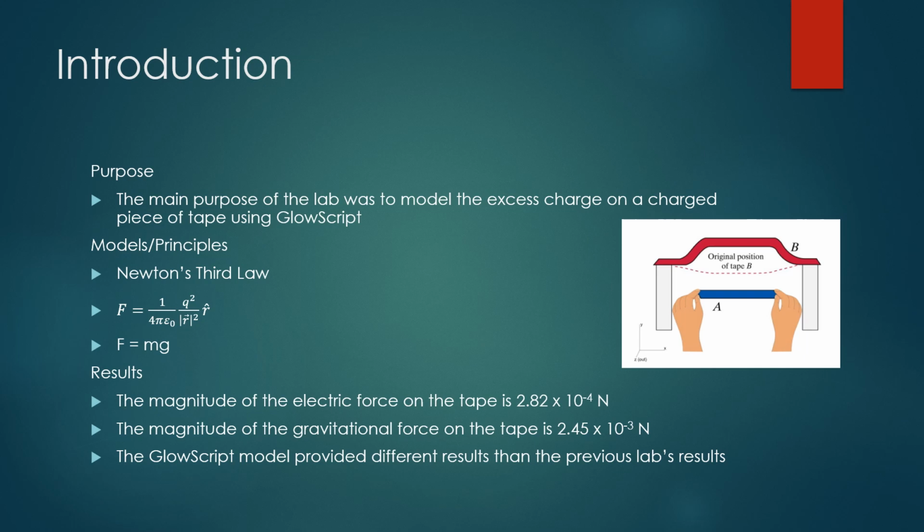And the results were that the magnitude of the electric force on the tape is 2.82 times 10 to the negative 4 newtons. The magnitude of the gravitational force on the tape is 2.45 times 10 to the negative 3 newtons, and the GlowScript model provided different results than the previous lab's results.